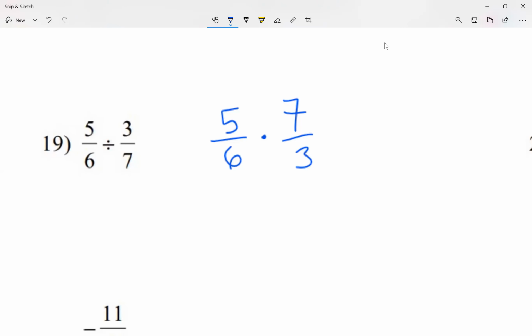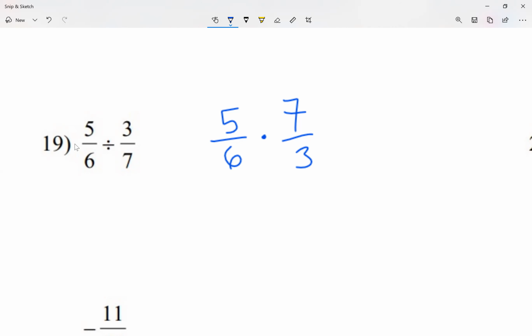Now, one thing, my fractions cannot be mixed numbers. Remember, a mixed number is when we have a number in front of the fraction. We're going to see some examples in a minute of what happens when we have mixed numbers. But for this case, let me just multiply 5 over 6 times 7 over 3.